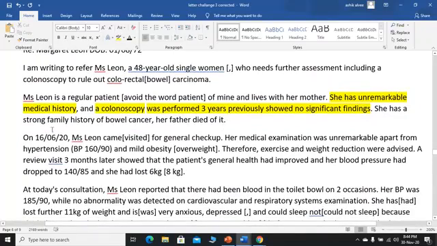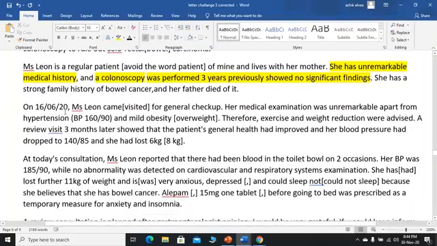She has a strong family history of bowel cancer again, and should be and her father died of it on 16/6/20. I think the date has been mistaken here. Should be 14/6/20. Remember, guys, don't make mistakes with dates, names, name of the procedures, diagnosis, and the treatment, because this can reduce your marks.